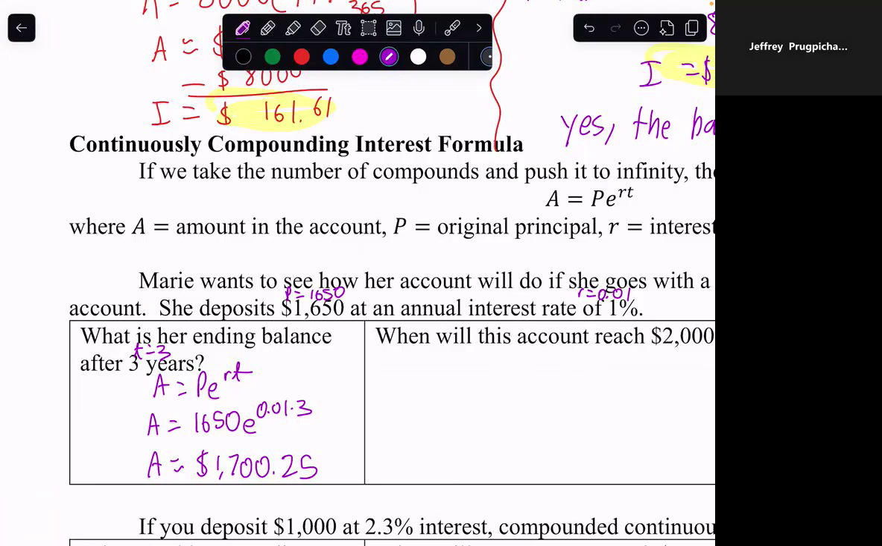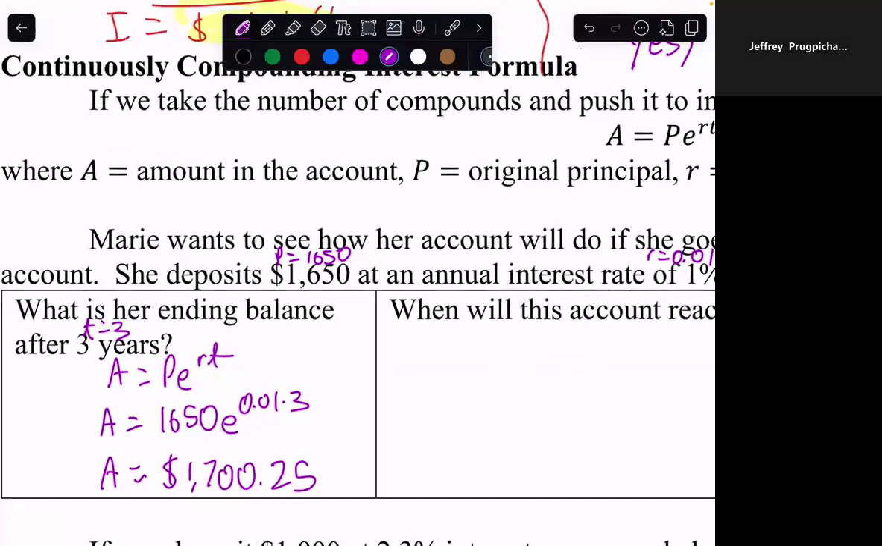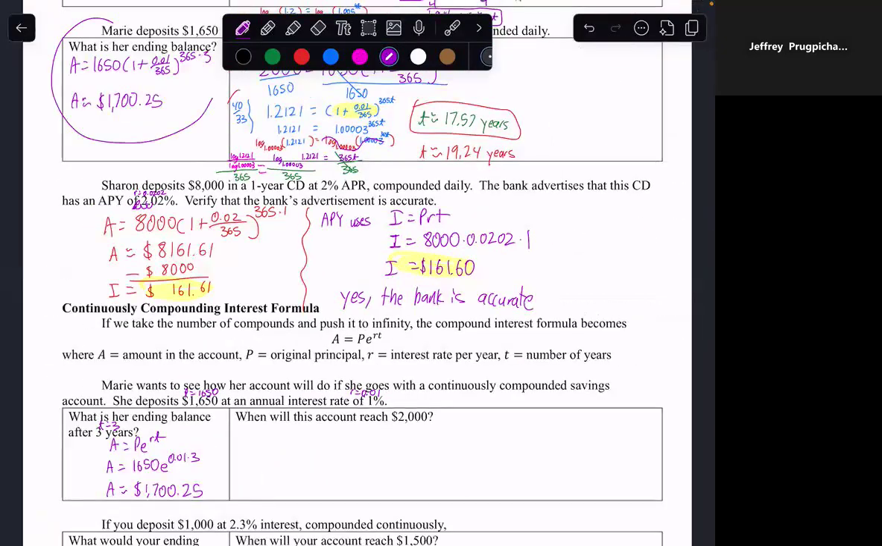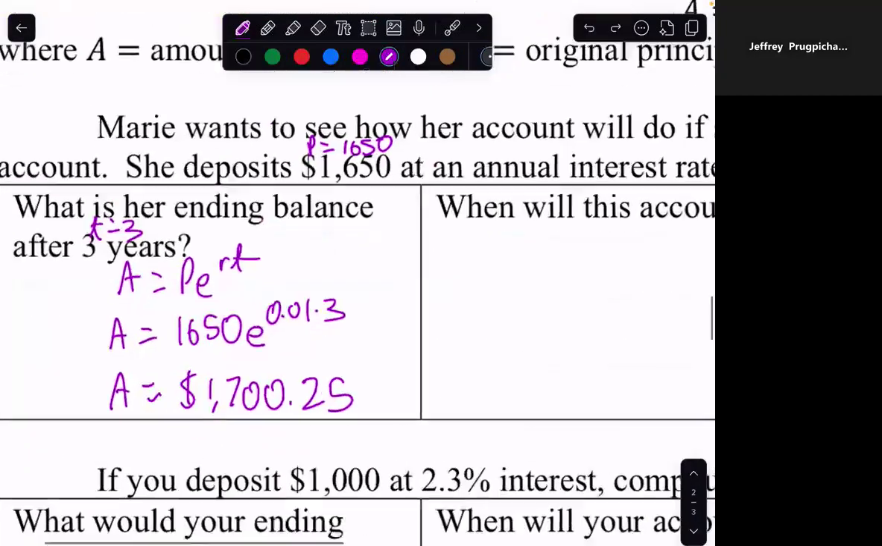Okay, so that number may sound a little familiar. If you look up above, that was the amount of money that she got from compounding daily. So in this case, there's not even a penny difference between compounding daily and compounding continuously. Okay, so for larger numbers, there would be a difference, but it's not that much.